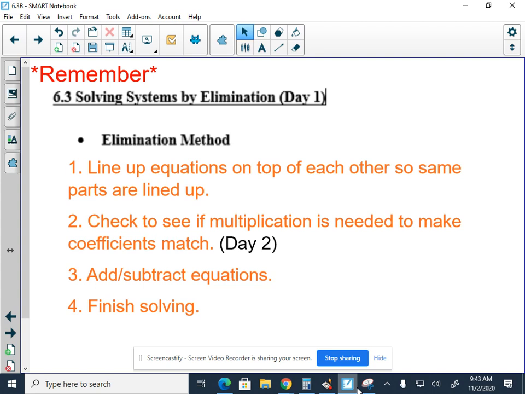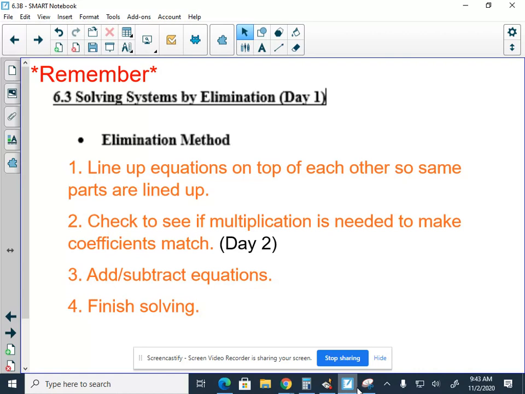Okay, let's remember these. You don't have to write these down. You wrote these down on day one. So we should be on page 5 of the notes. 6.3, solving equations by elimination. We're going to focus on the second part today: see if multiplication is needed to make coefficients match.